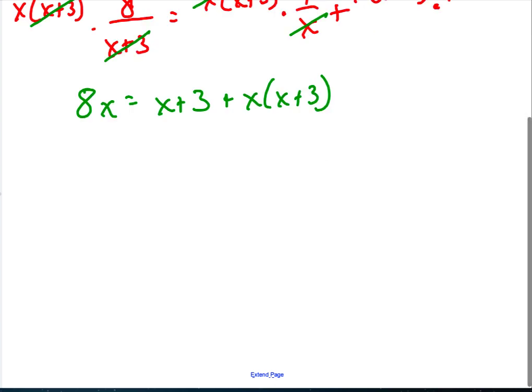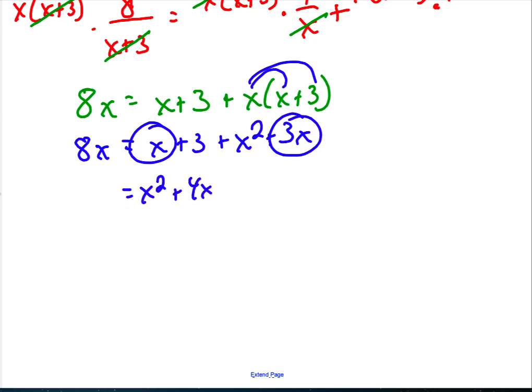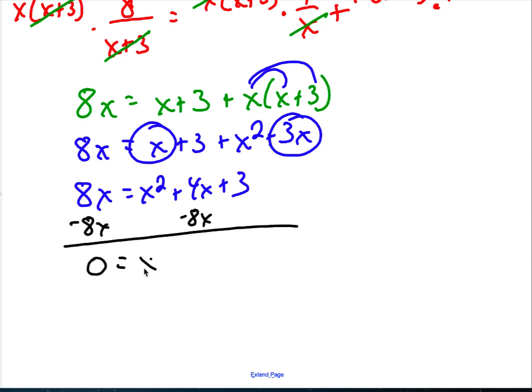Now it's just an equation, but now I got to do some work. So I got 8x is equal to x plus 3 plus x squared plus 3x. I can combine those like terms, and I get x squared plus 4x plus 3, and I have my 8x on the other side. So hopefully your brain immediately went to, ooh, I've got a squared term, so this is quadratic, meaning I need to factor it. Well, I can't factor it until it's equal to 0, so I need to move that 8x to the other side, and I get 0 is equal to x squared minus 4x plus 3. I can factor that into x minus 3 and x minus 1.